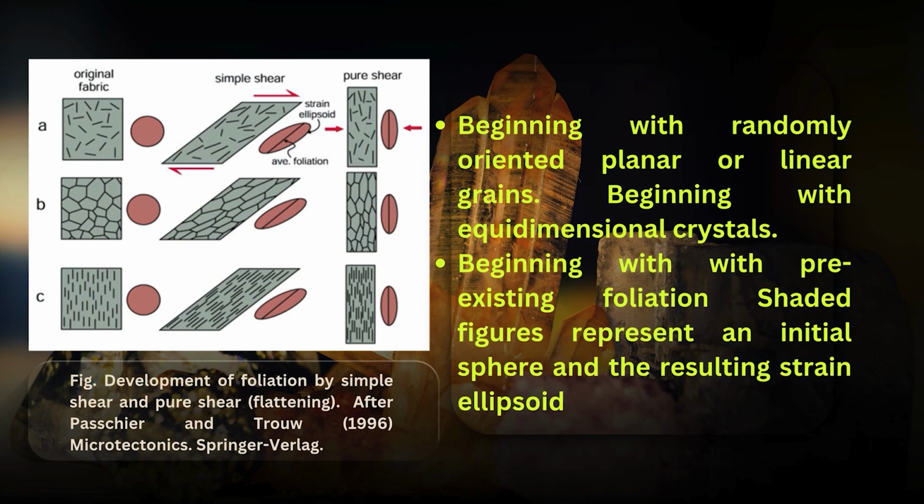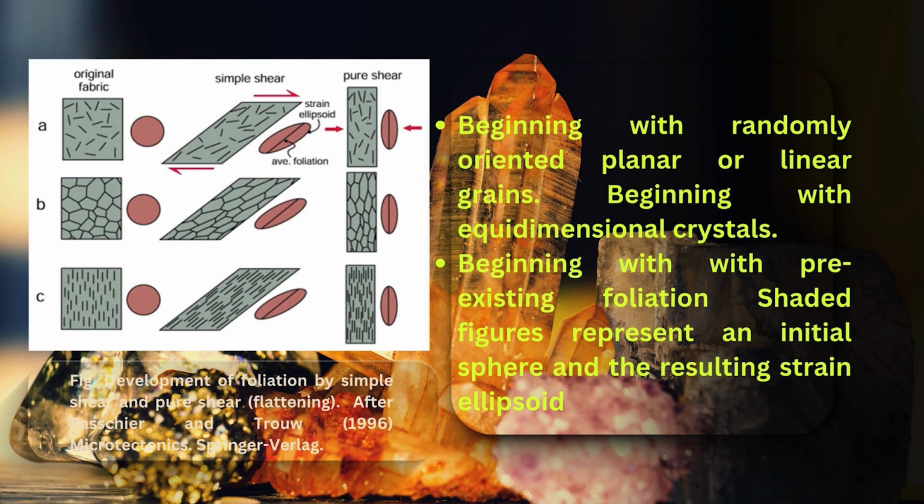Beginning with randomly oriented planar or linear grains have been shown here with equidimensional crystals. Beginning with pre-existing foliation, shaded figures represent an initial shape and the resulting strain ellipsoids on my left hand side. A is original fabric, B is also shown here, and C is also shown here. After the shearing, development of foliation by simple shear and pure shear, the flattening of the grains is shown on my right hand side.